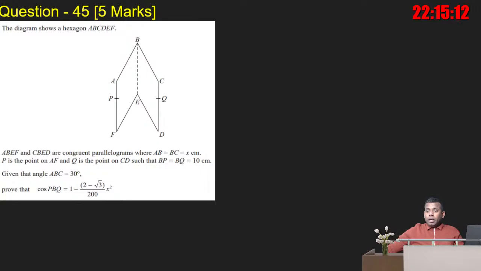So this question, read the question. The diagram shows a hexagon A, B, C, D, E, F.